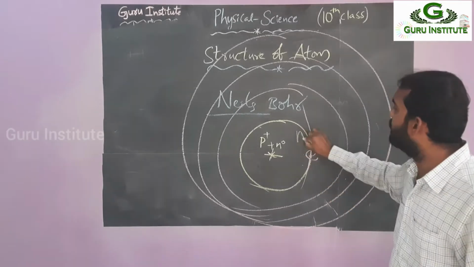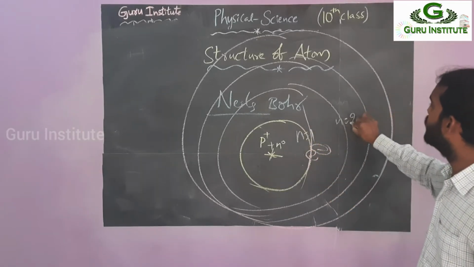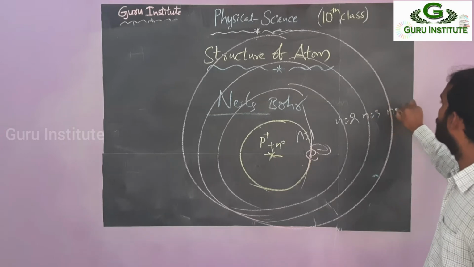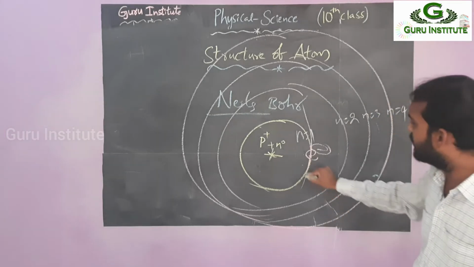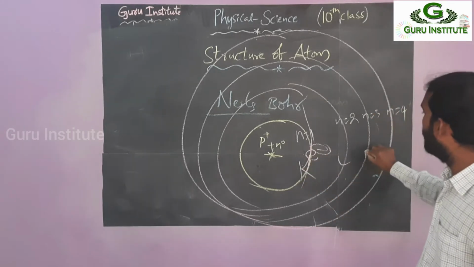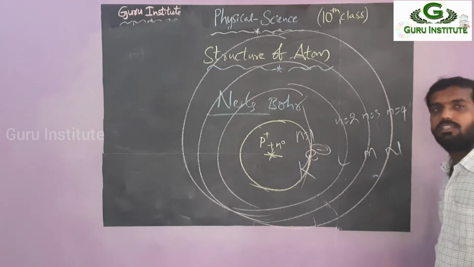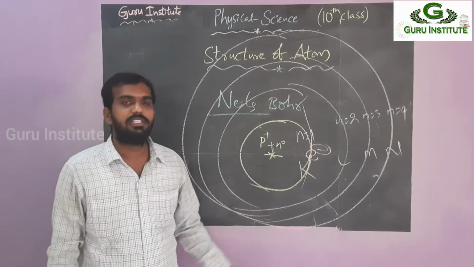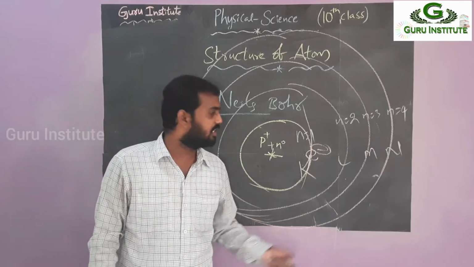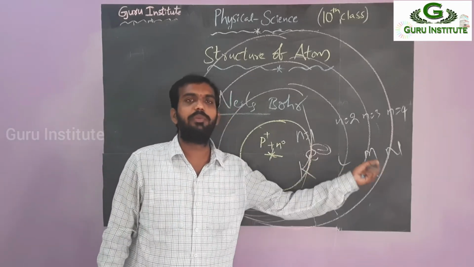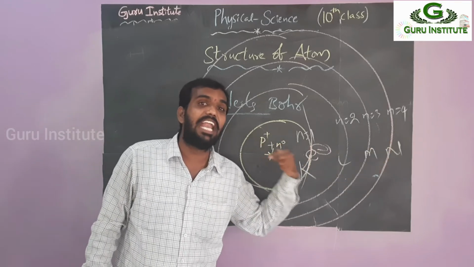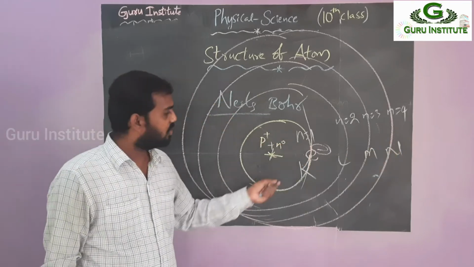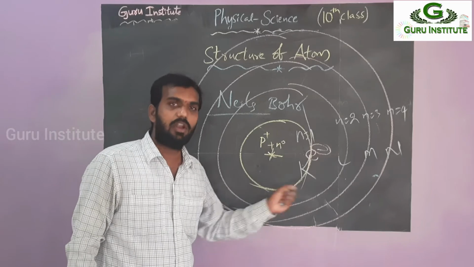He has given the names: this is the first orbit, n is equal to 1, then n is equal to 2, n is equal to 3, n is equal to 4, and he named them K, L, M, N. Among these orbits, K has the least energy. As you move from K to L, L to M, M to N, the energy gradually increases. These are the fixed ones, the stationary orbits.